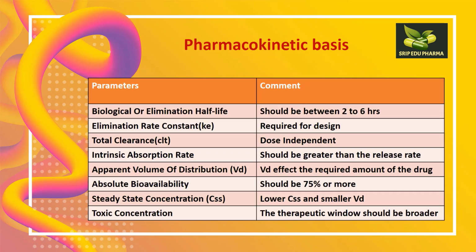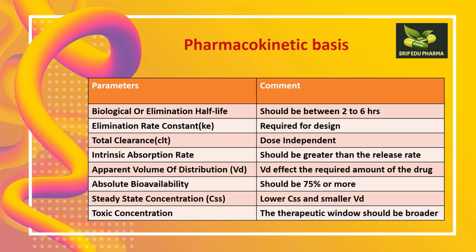The important pharmacokinetic parameters that are considered during drug selection are discussed here below. The parameter and comment you can see properly. First parameter is biological or elimination half-life, that we have already seen. It should be between 2 to 6 hours. Then elimination rate constant, that is KE, this is required for designing. Then total clearance, it is generally dose independent, and intrinsic absorption rate should be greater than the release rate. Apparent volume of distribution, that is VD, is the parameter which affects the required amount of the drug.